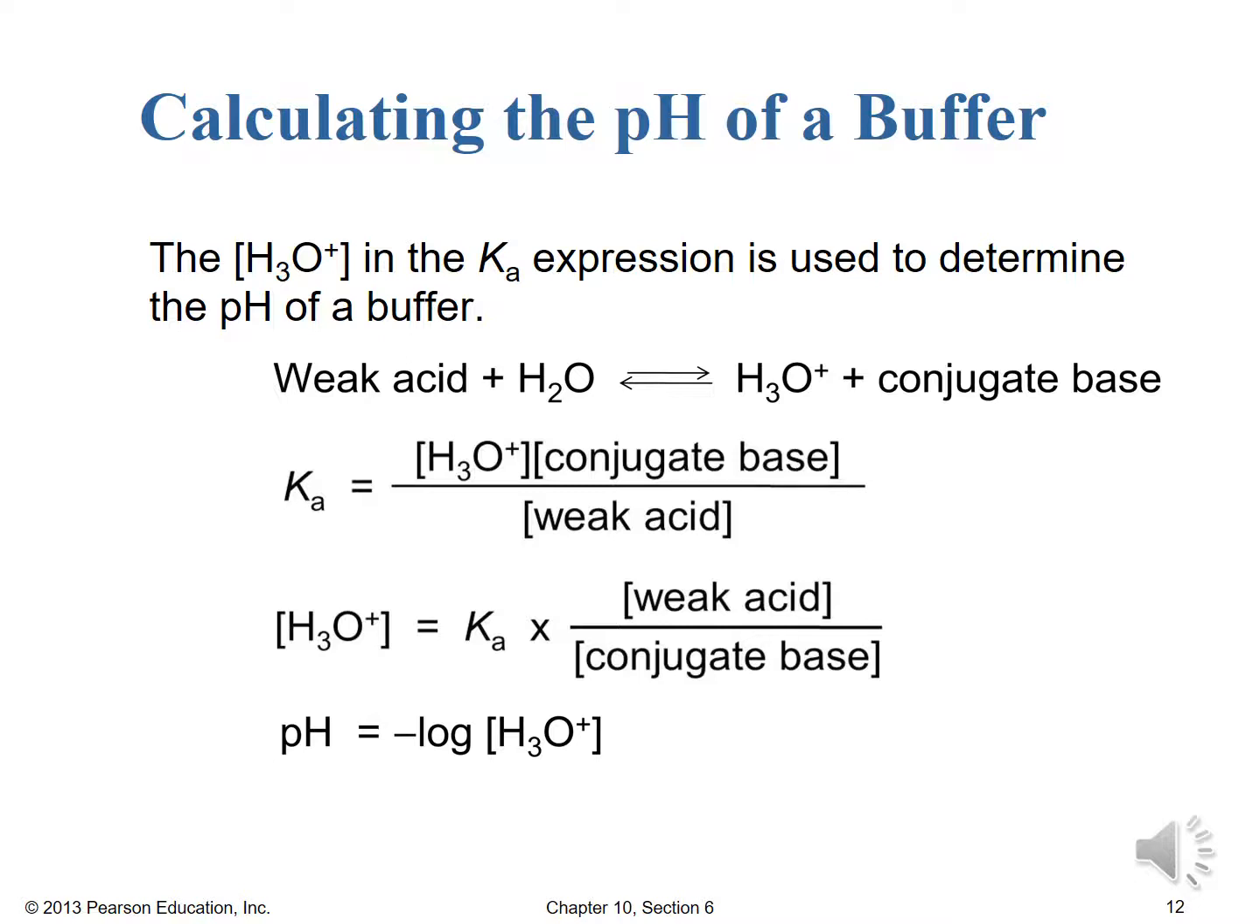So we remember weak acid plus water is in equilibrium with H3O+ and the conjugate base. The Ka, the acid dissociation constant, is going to be the H3O+ concentration times the conjugate base concentration divided by the weak acid concentration. If we rearrange that to solve for H3O+, we get H3O+ concentration equal to Ka times the inverse of what we saw before: weak acid in the numerator, conjugate base in the denominator. Ultimately, pH is equal to minus log of H3O+. So if we can find the H3O+, then we can take the negative log of it to find the pH of our buffer system.